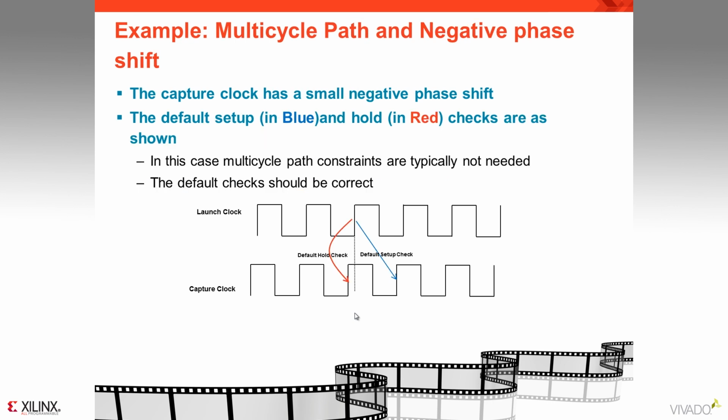In this example, the capture clock has a small negative phase shift. The default checks for setup and hold are shown by the blue and red arrows. In this case, there's no need for any MCP, and the default checks are correct and valid.